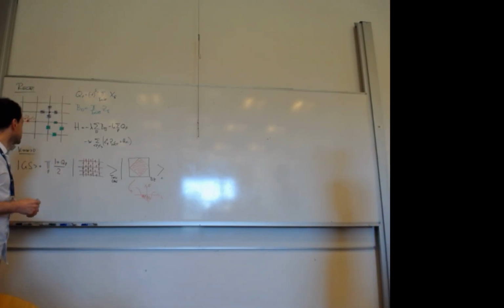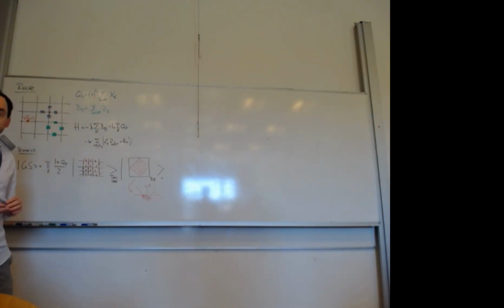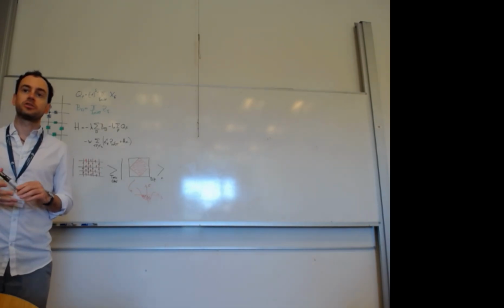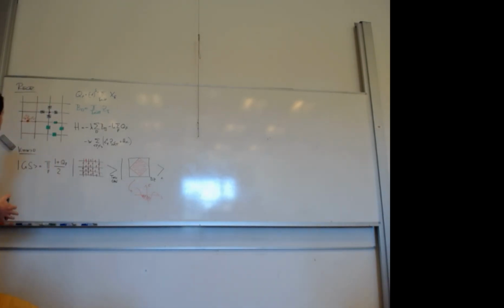So, welcome back. Last time we discussed the toric code, and then in the end of the lecture also discussed the toric code coupled to fermions. So, these are the terms that are appearing in the Hamiltonian.